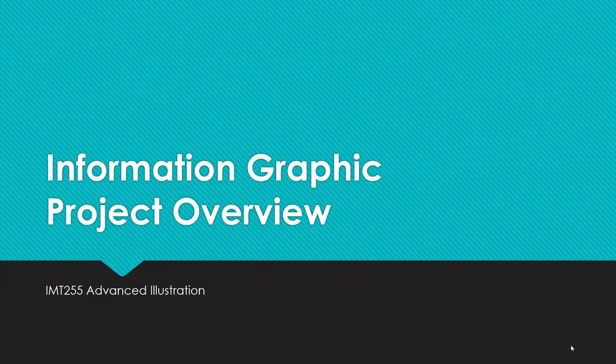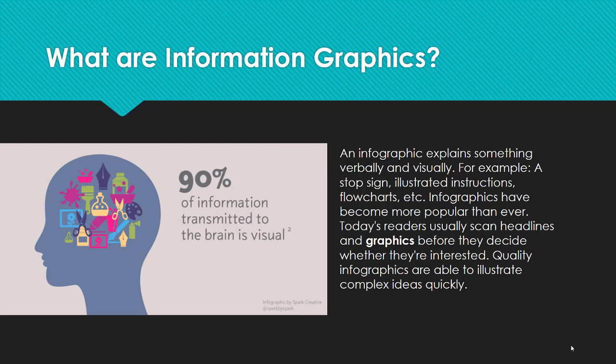This is an overview of the information graphic project that we have in the Advanced Illustrator class. Let's go ahead and get started. So what are information graphics? An information graphic is something that explains something to you not only with words but images. Information graphics is something that's been around for a long time. A stop sign is an information graphic.